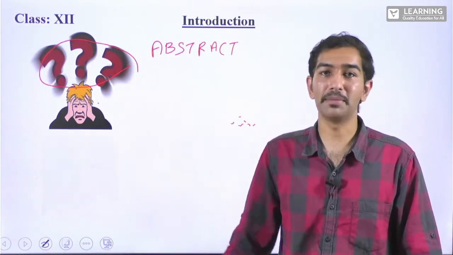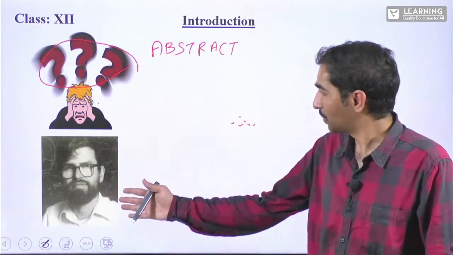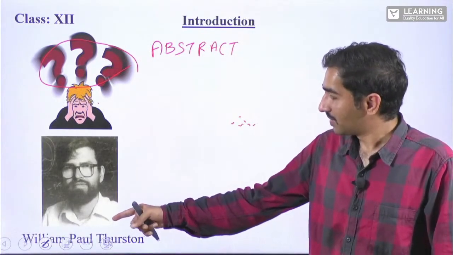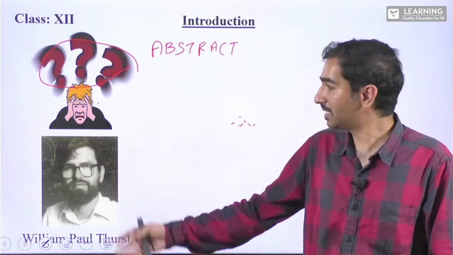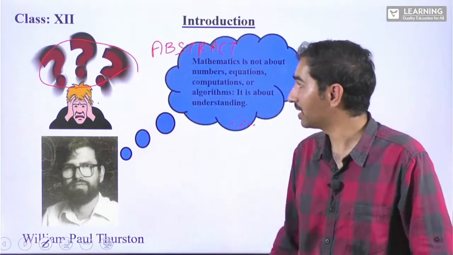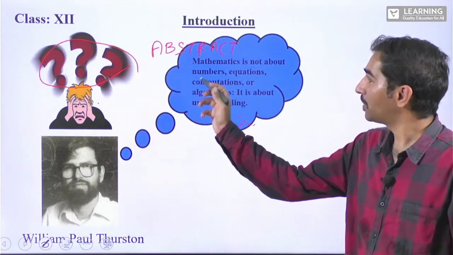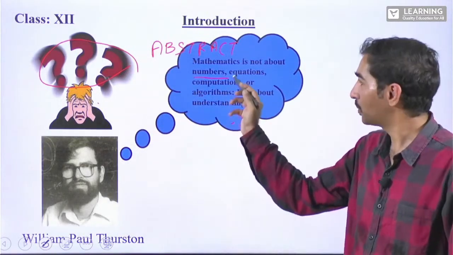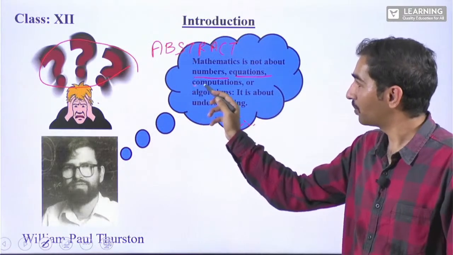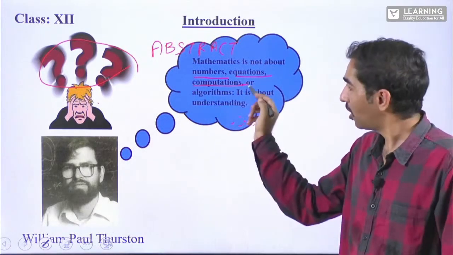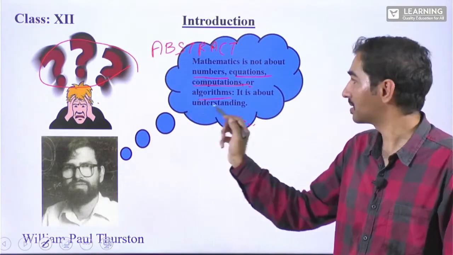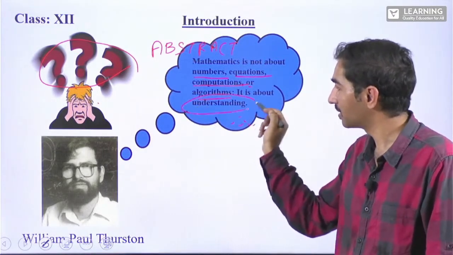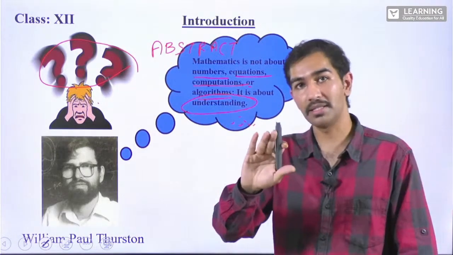See what a great mathematician has said here. He is William Paul Thurston. And what is he telling about mathematics? He is telling that mathematics is not about numbers, it is not about equations, it is not about computations or algorithms. It is not anything of this. So what is mathematics? It is all about understanding.